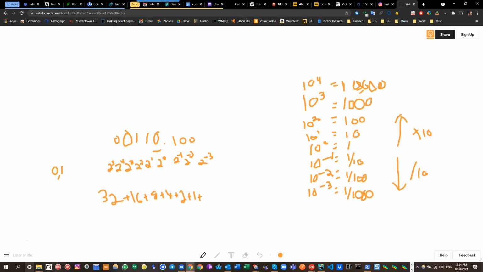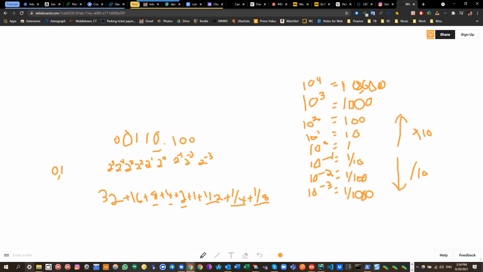Plus 2 to the negative first, that's 1/2. Plus 2 to the negative second, that's 1/4. Plus 2 to the negative third, that's 1/8. And again, see, there's a relationship here, and here, and here. It's just, instead of being 8, it's 1/8. Instead of being 4, it's 1/4. Instead of being 2, it's 1/2.